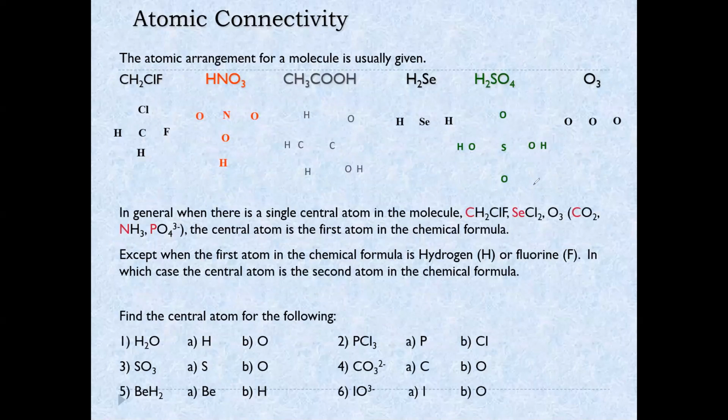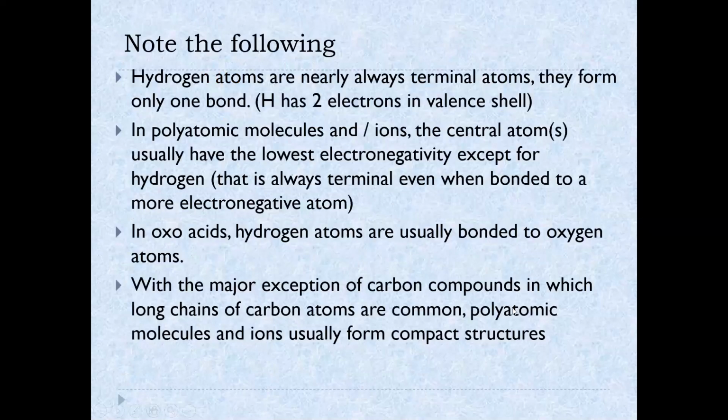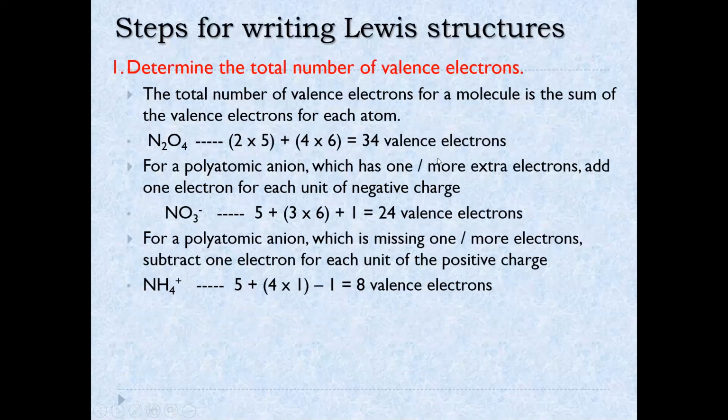In this H2SO4, you can see it is a compound. You don't write H2SO4 and put sulfur, oxygen, oxygen, make it a very long chain, and put all your four oxygens like this, and now put hydrogen here and hydrogen here. This is too long. What the rule says is that we should make it as compact as possible. That is what the rule states. So with the major exception of carbon compounds, where you have long chain hydrocarbons, polyatomic molecules usually form compact structures.